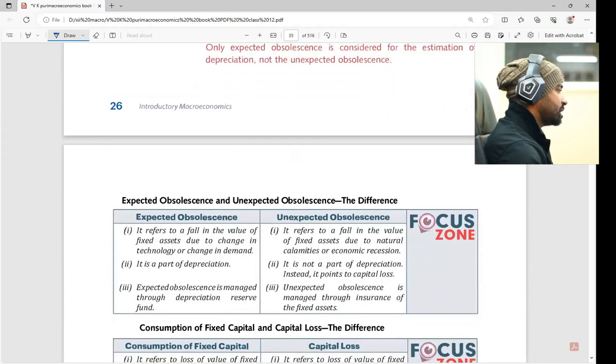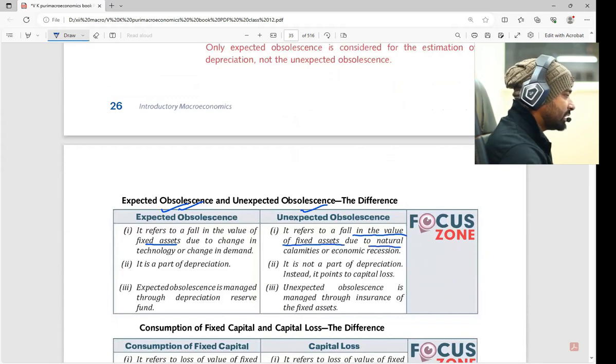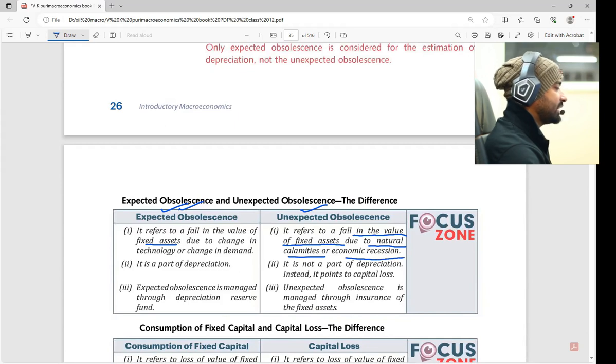Remaining, see, expected obsolescence and unexpected obsolescence are given here, right? These things we are also going to see a little bit. Expected obsolescence refers to a fall in the value of fixed assets. Unexpected obsolescence refers to a fall in the value of fixed assets due to natural calamities or economic recession. Here demand changes, technology changes, or the regular use of the fixed assets cause expected obsolescence. It is a part of depreciation, and unexpected obsolescence is not part of depreciation.